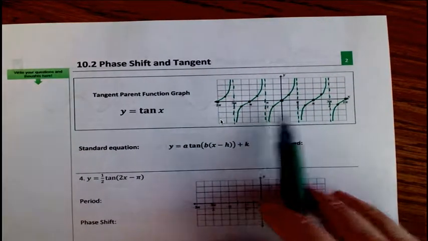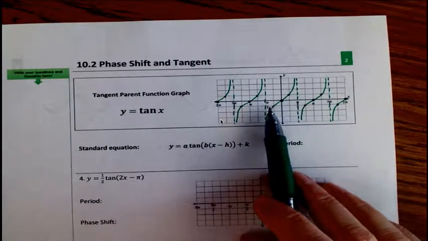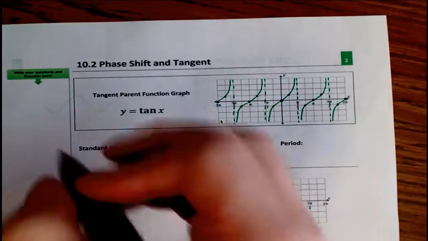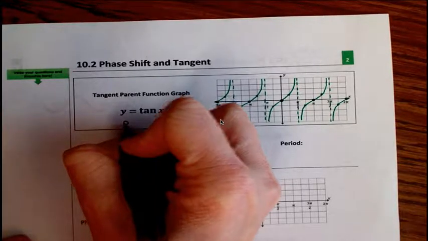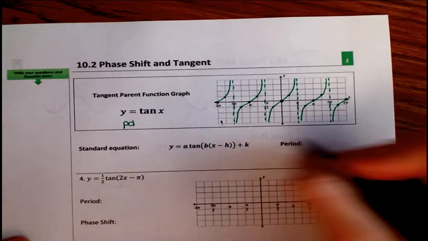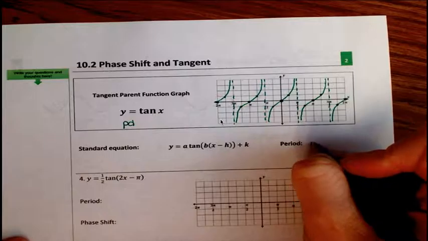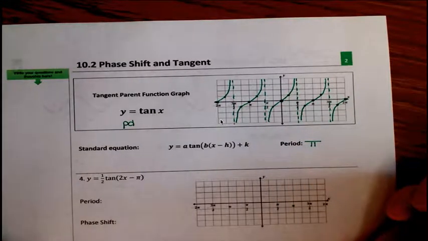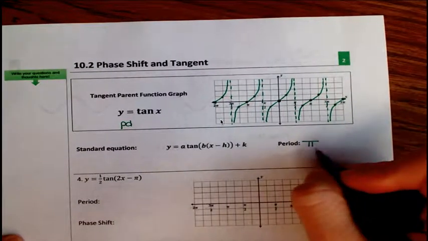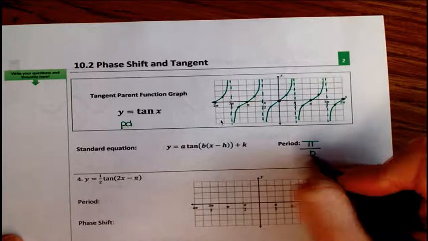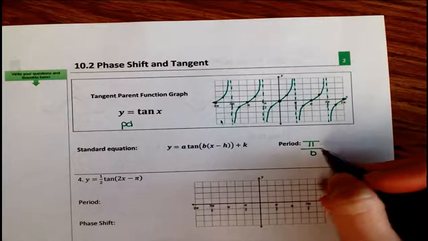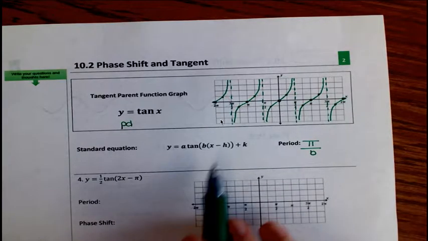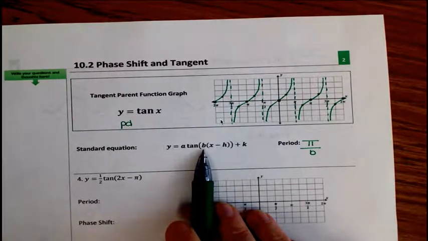Notice the new repetition. It happens every pi. So our tangent graph, the period right here is pi. And you would divide that by your b value if it was different in our standard equation.